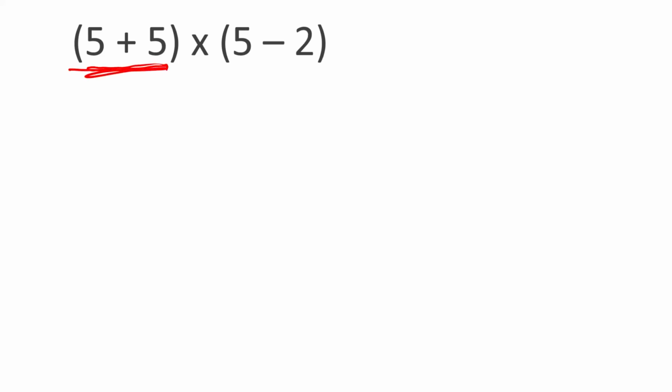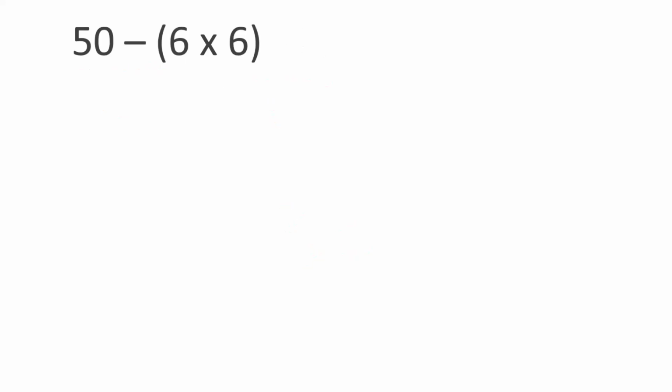5 plus 5 in brackets, multiplied by 5 minus 2 in brackets. Well, 5 plus 5 is going to be 10. 5 minus 2 is going to be 3. Notice I'm not doing the multiplication yet, I'm doing the brackets first. Now that I've done the brackets, I can do the multiplication. 3 tens are 30 for our final answer.